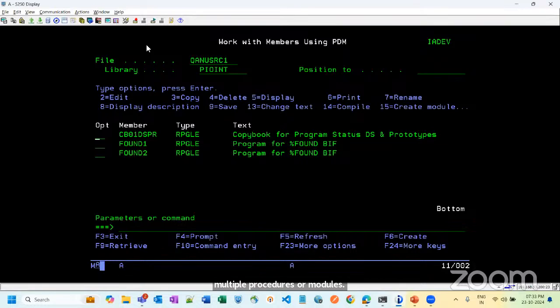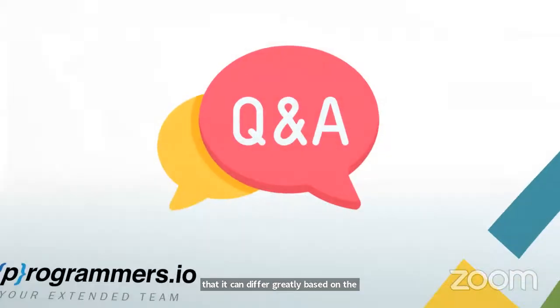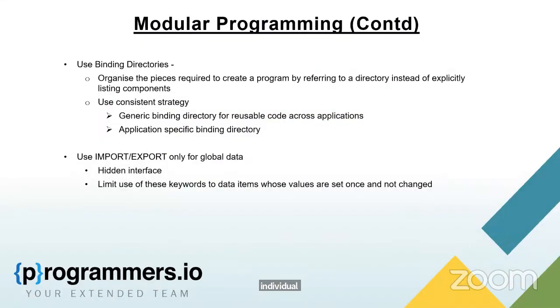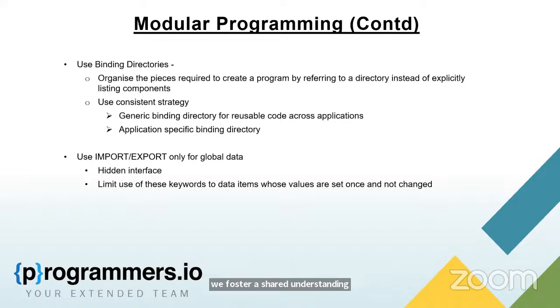So, in wrapping up, I want to emphasize that coding standards are not just one size fits all. By that, I mean that it can differ greatly based on individual preferences, company policies, and client needs. So, what one developer finds beneficial, another might see as unnecessary. By adhering to these guidelines, we foster a shared understanding among team members, streamline our development processes, and ensure that our work is consistent.